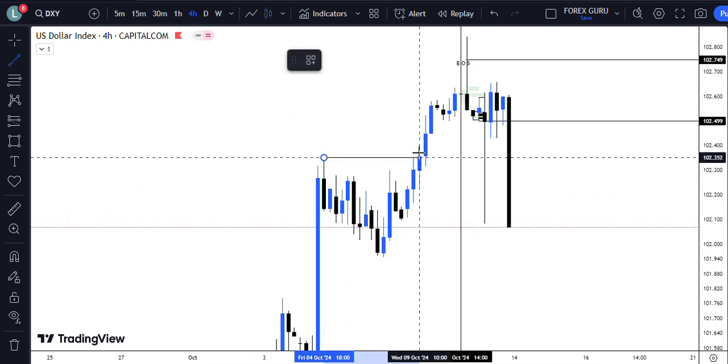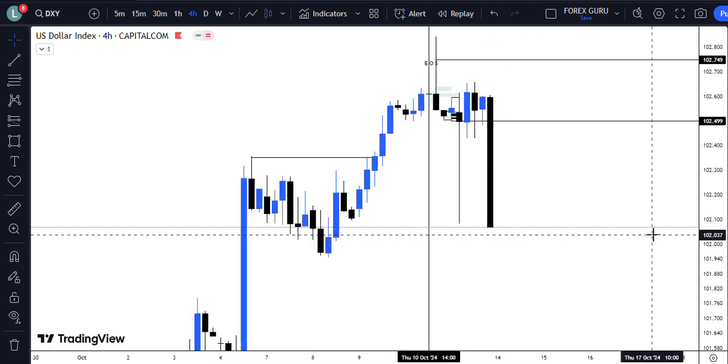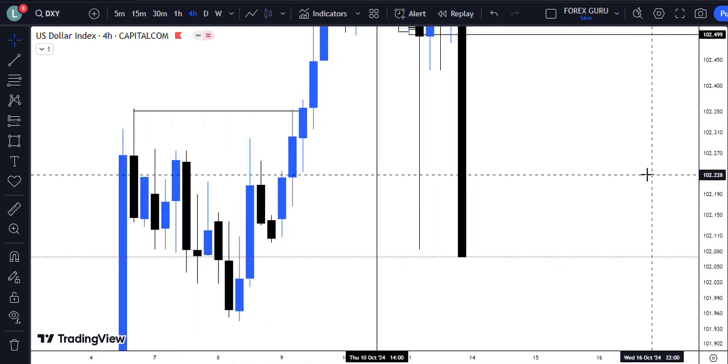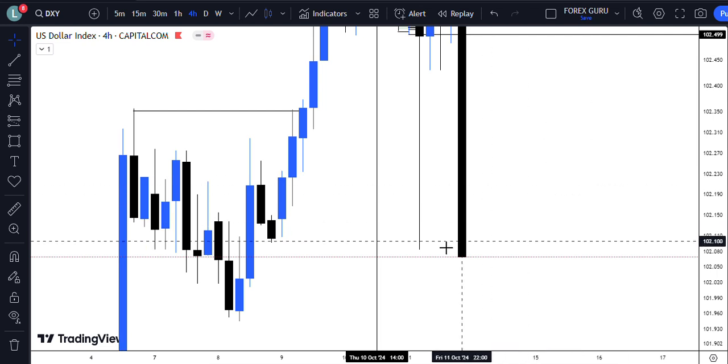Okay, so you can see that it is very important for a trader to mostly visit higher time frames, because it gives you a very clear price movement.